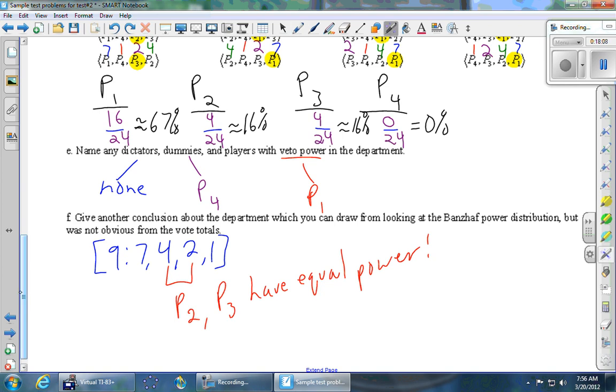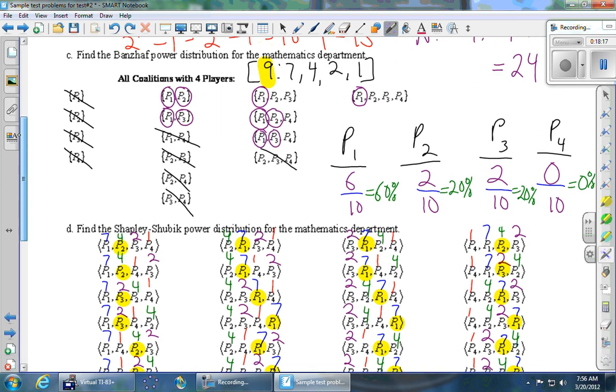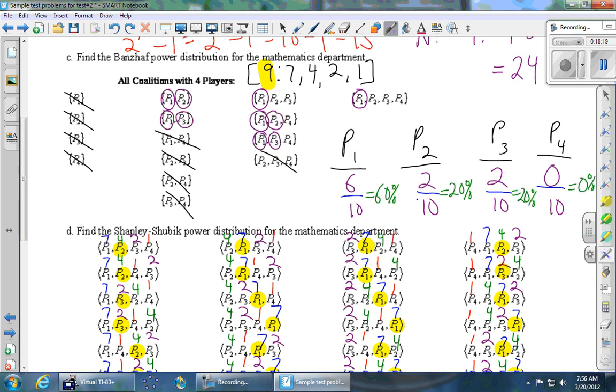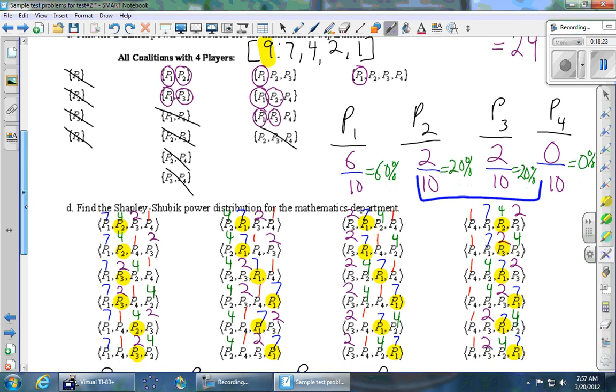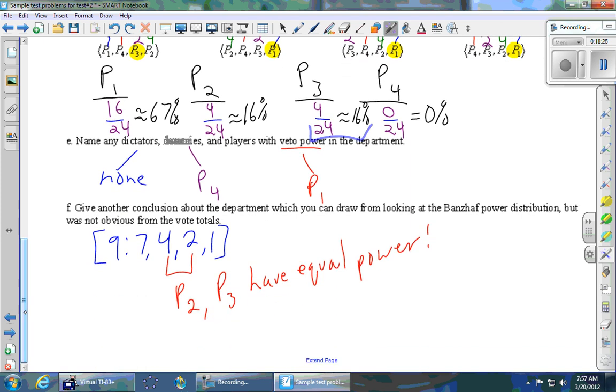You can see that up here. Player number 2 had about 16% of the power, and so did player number 3. That was doing the Banzhaf. Up above, with the Shapley-Shubik, they both had 20% of the power, but they were equal to each other. And that's kind of a surprise looking at the numbers. That 4 and that 2 doesn't seem like they should be equal.